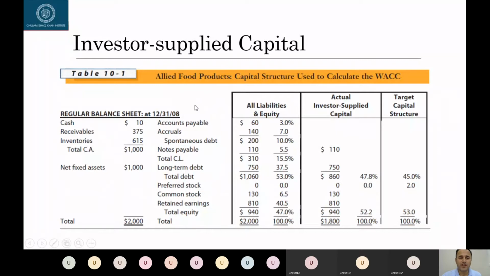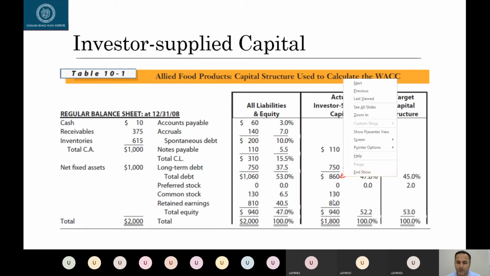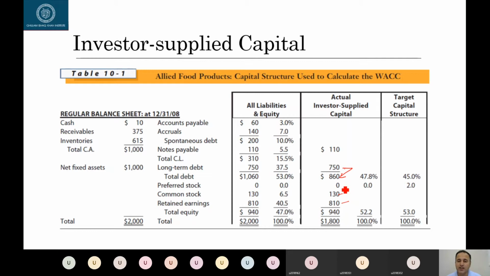The reason I go back to this slide is that not all liabilities qualify for calculating the weighted average cost of capital. It's only that part of liability which has a certain cost attached to it. For example, your notes payable and long-term debt. So your total debt qualifies for calculating cost of capital. Then you have common stock and retained earnings. Both common stock, retained earnings, and by the way, preferred stock, make up the equity part of your capital.